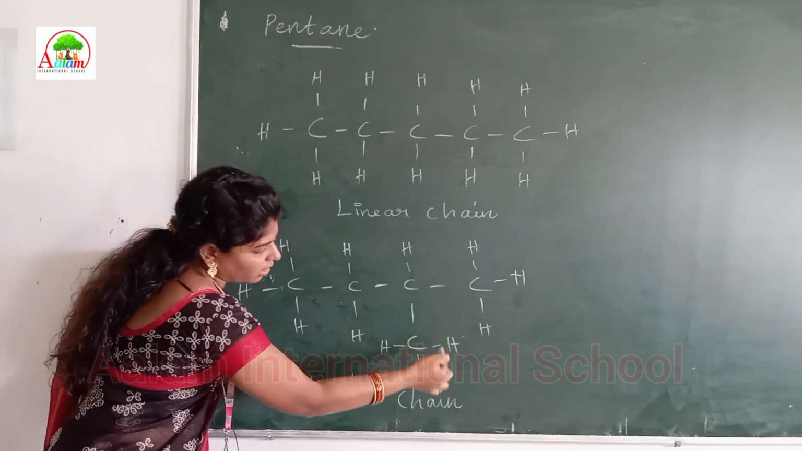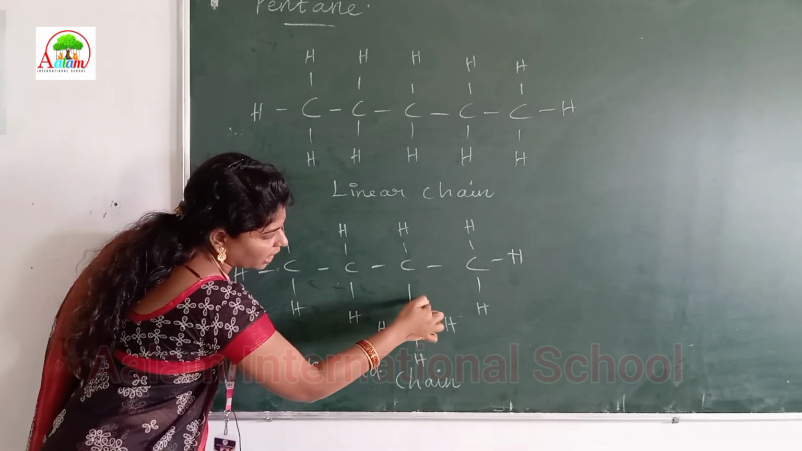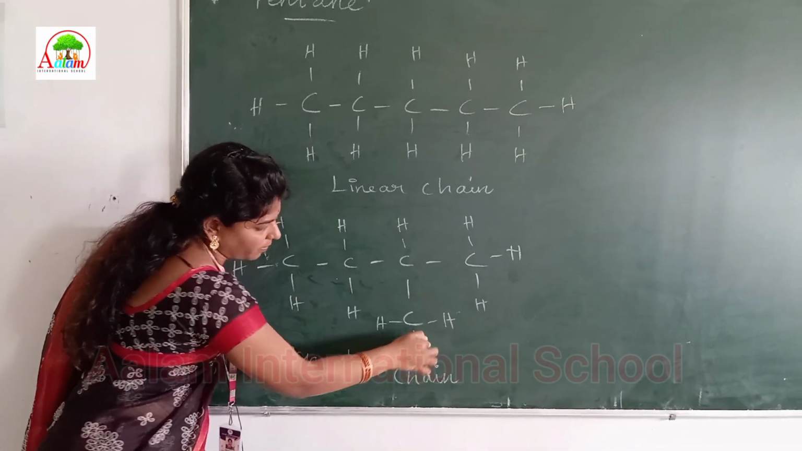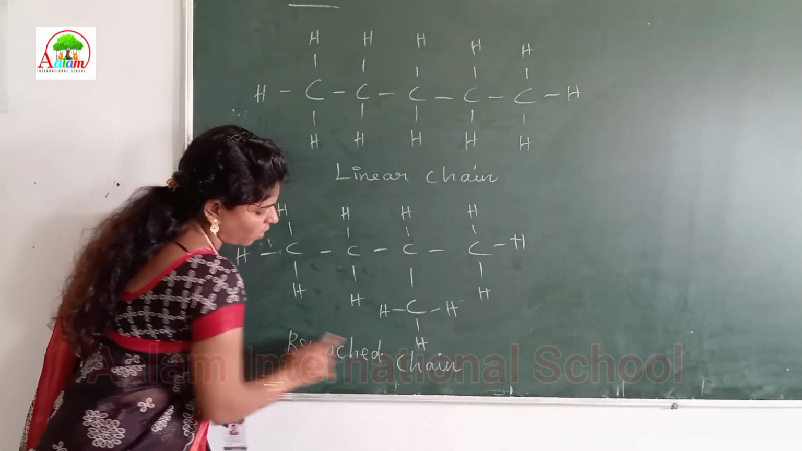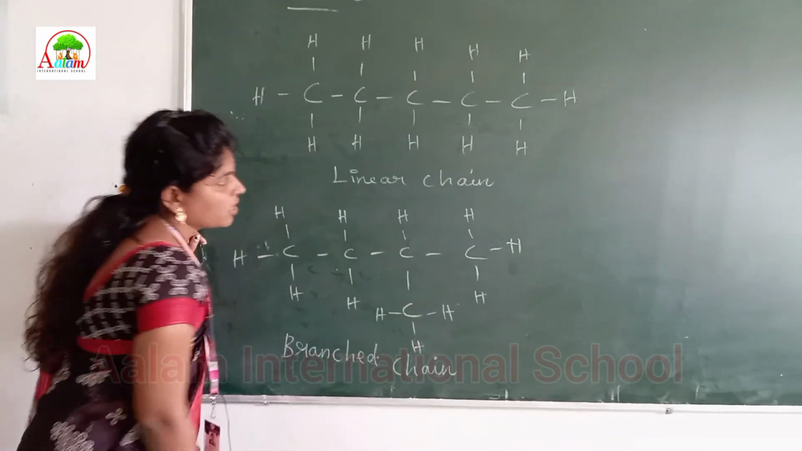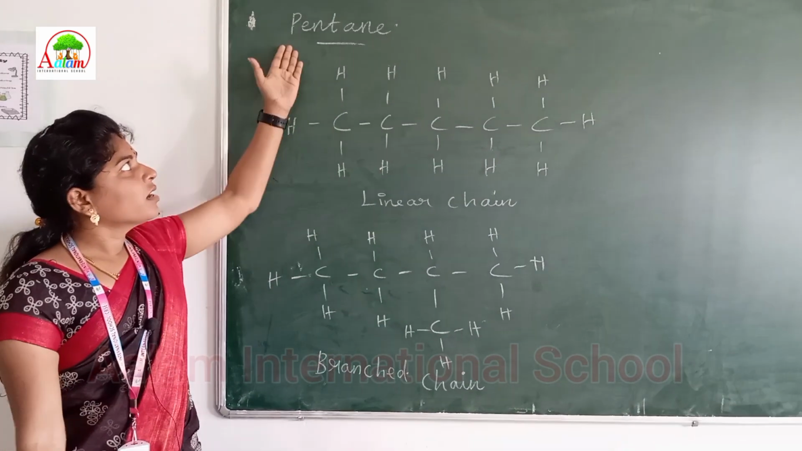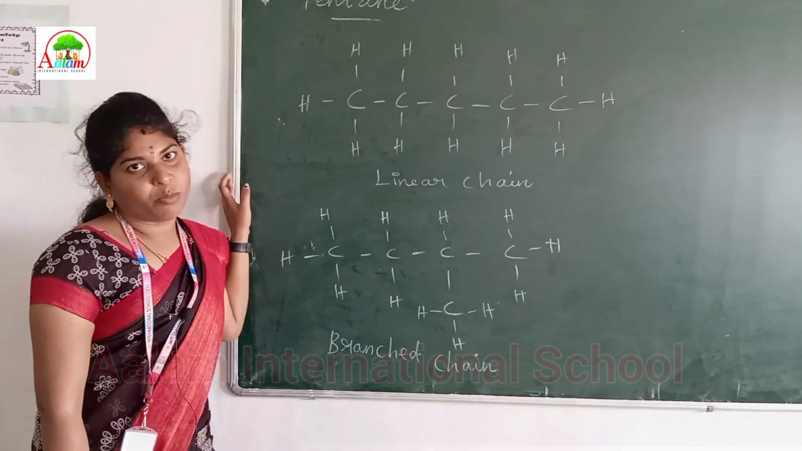Here, from the top carbon, another carbon is coming like a branch. That's why this structure is called a branched chain. So this is the answer for the pentane organic compound.